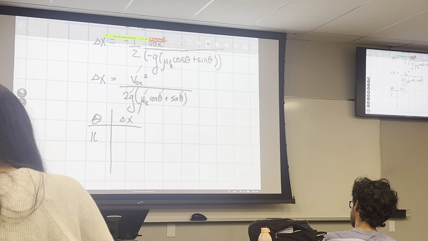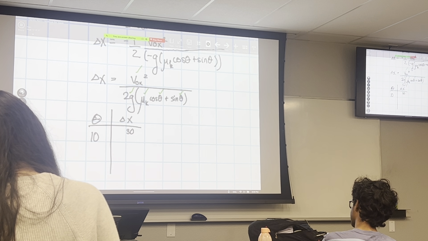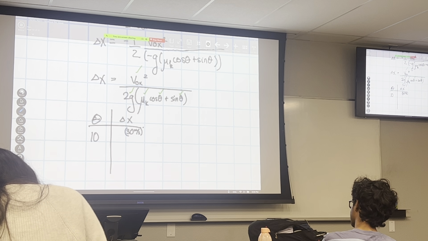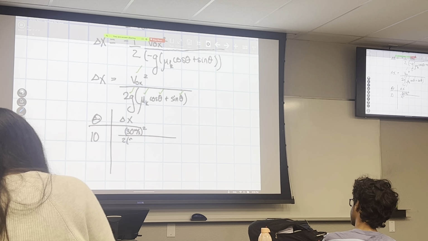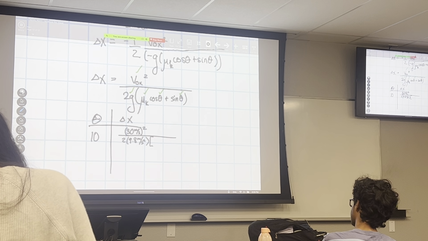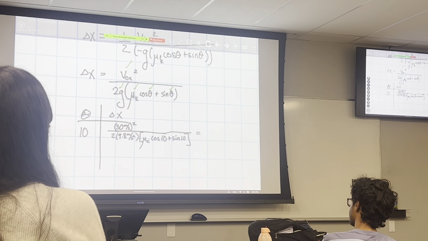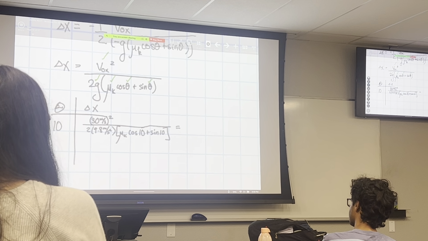For theta equal to 10, delta x is equal to 30 meters per second, that squared, divided by 2 times 9.8 meters per second squared, times the mu value. Oh man, I forgot which mu value I used. Alright, so the mu value, you would have been given this in the problem, times cosine of 10 plus sine of 10. And if you multiply all of this out with the proper mu value, you should have gotten, let's say, 48 meters.